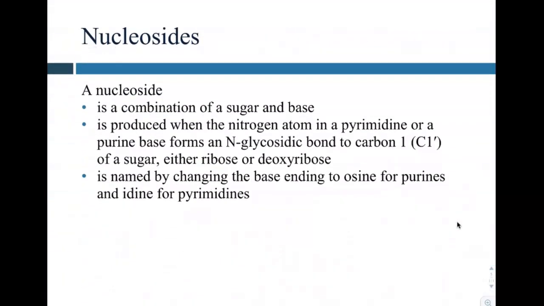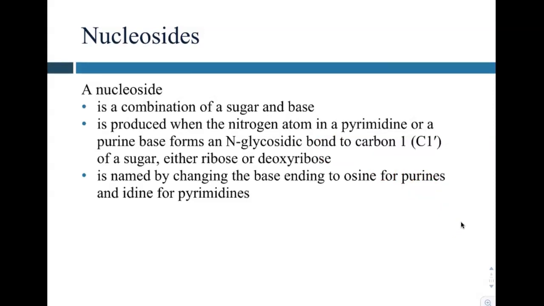So a nucleoside is a sugar and a base. We have a glycosidic bond from carbon 1 on the sugar to the base. So we have this glycosidic bond here. So this is kind of like a culmination of our chapters. We've been talking about sugars and bases and amino acids and those units. We're all going to put it together in this chapter.